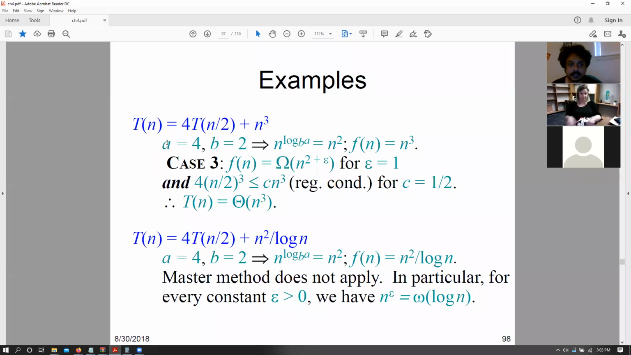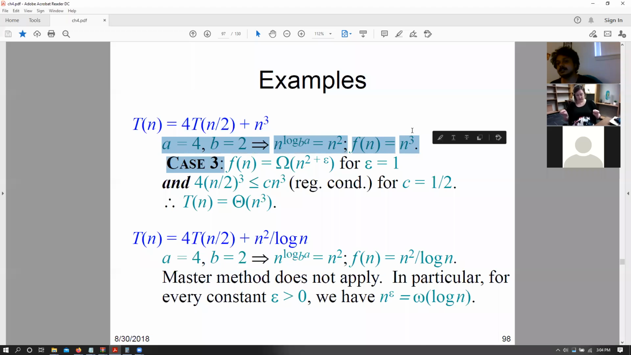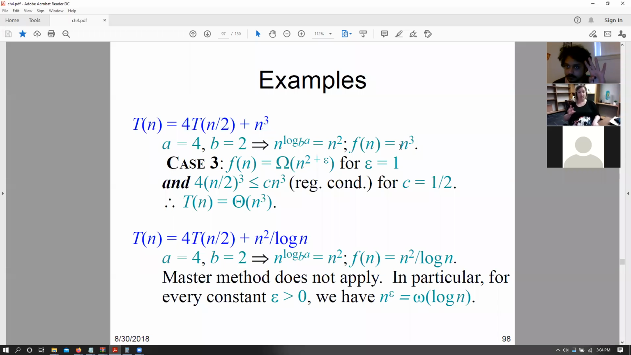For this equation, we have T of n equals 4 T of n by 2 plus n cubed. a equals 4, b equals 2, n to the log base b of a equals n squared. F of n is n cubed, so we need to add epsilon 1 to this exponent, and we also need to check that regularity condition.